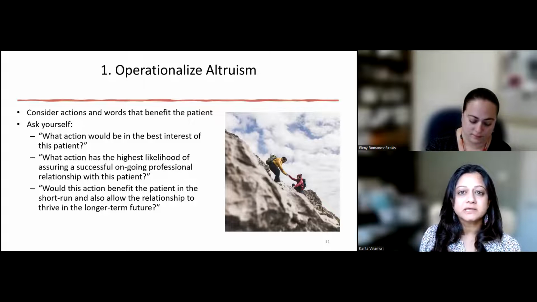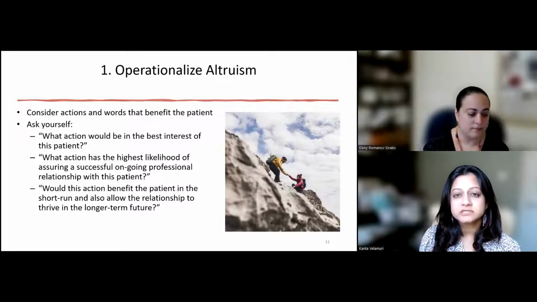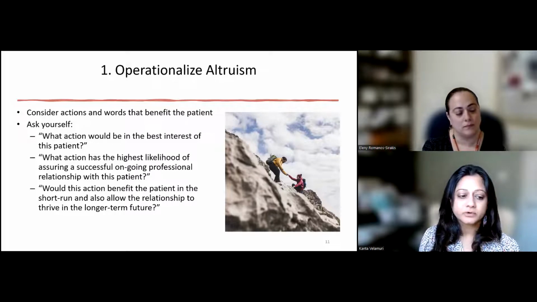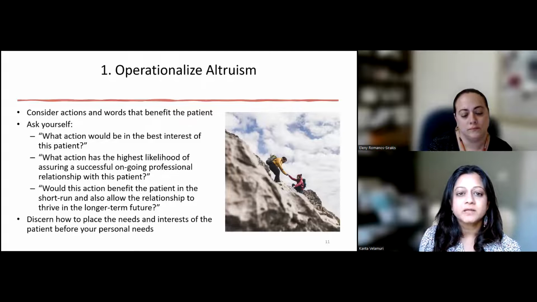Or is it something that's going to encourage thriving in the longer term? So you want to see that when you're taking an action, you are thinking about the patient and what the patient would be benefited by and what their needs and interests are over your own personal needs. That is what the principle of altruism suggests.